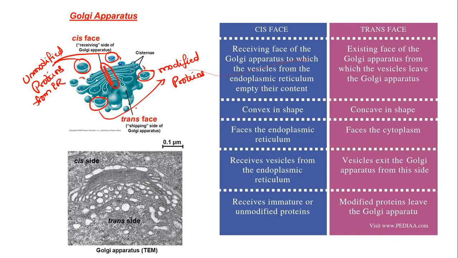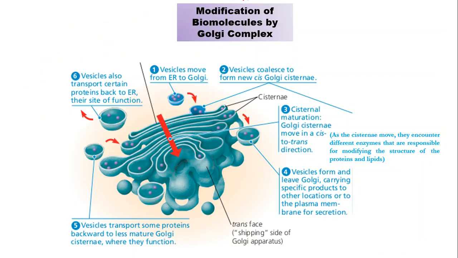Modifications take place in these channels or the cisternae. Then the modified protein comes out and goes to the cytoplasm or goes to the cell membrane, goes to the lysosomes, goes to the mitochondria, goes to the peroxisomes, several other cell organelles which are present inside the cell.